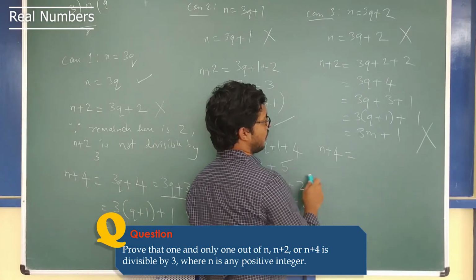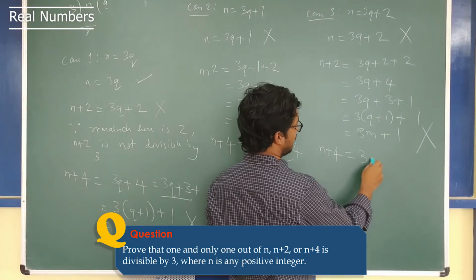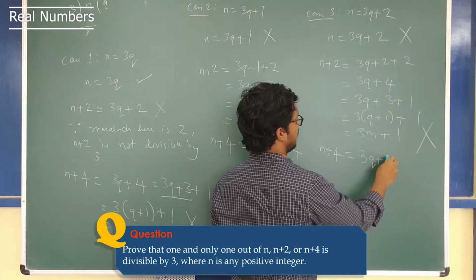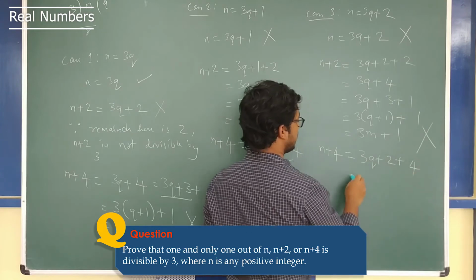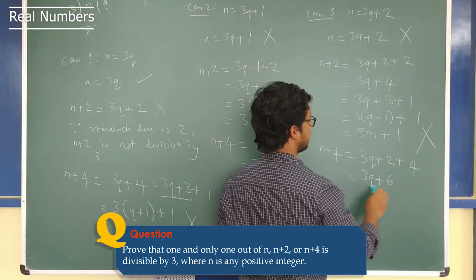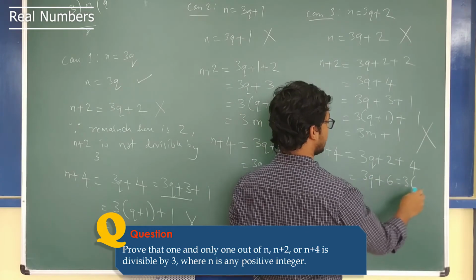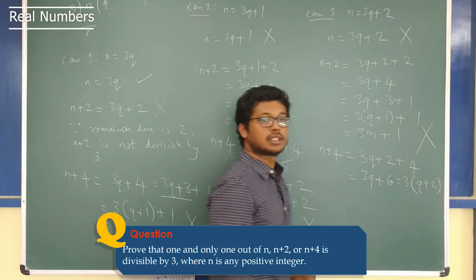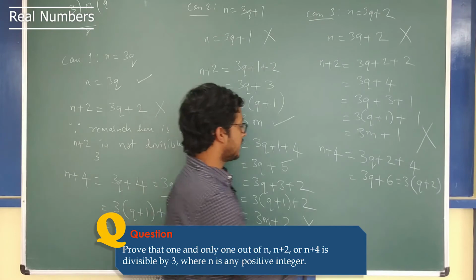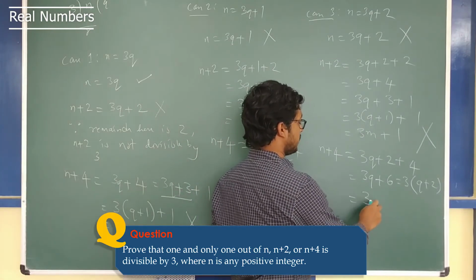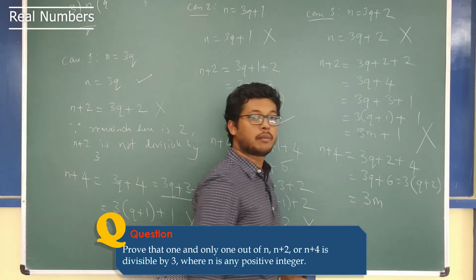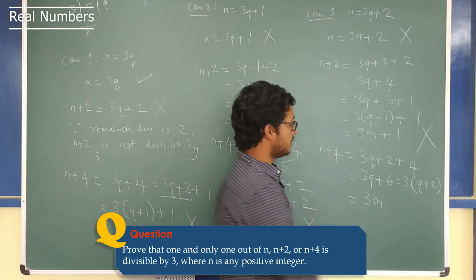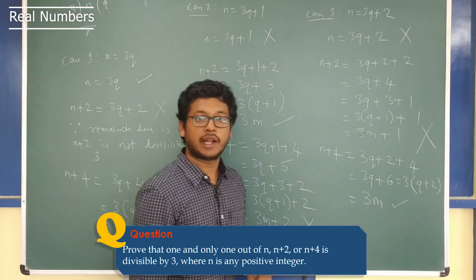So n plus 4. So n is 3q plus 2 plus 4. So it becomes 3q plus 6. Now between these two I can take 3 outside, remains q plus 2. Q is an integer, 2 is an integer, so the resultant is again an integer. So it becomes 3 into some integer m. So again, since the remainder is 0, this number is divisible by 3.